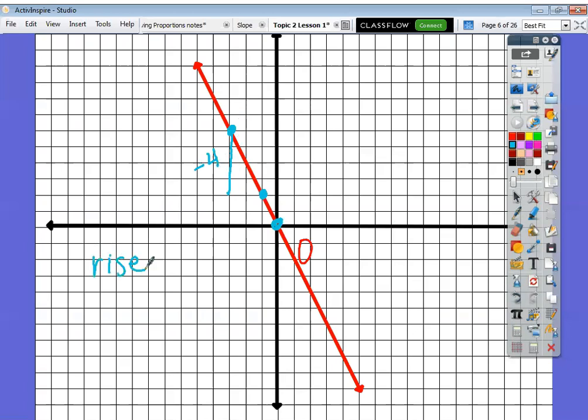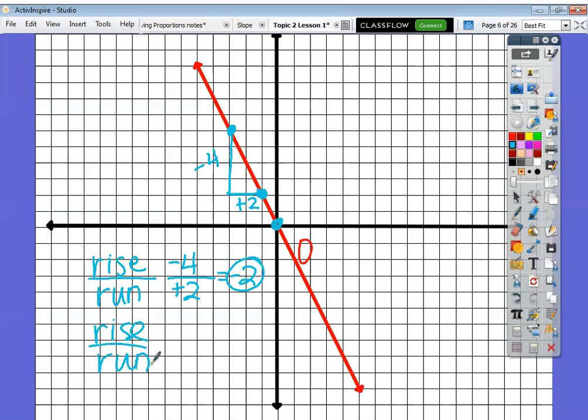So my rise was a -4. Then I turn right. Since I'm going right on my x-axis, I'm going in the positive direction, and I went 1, 2 units. So this reduces down to -2. Well, let's just see if that works for the next 2 dots.